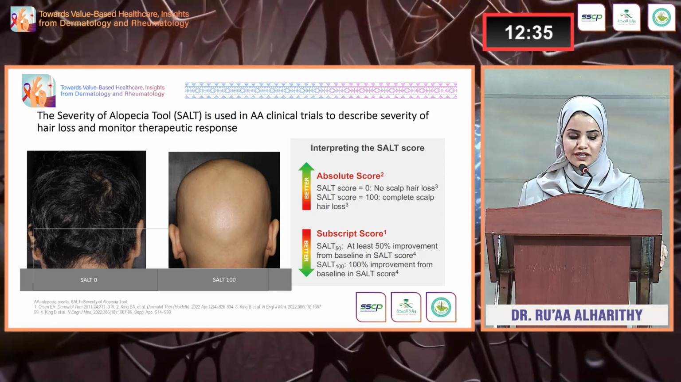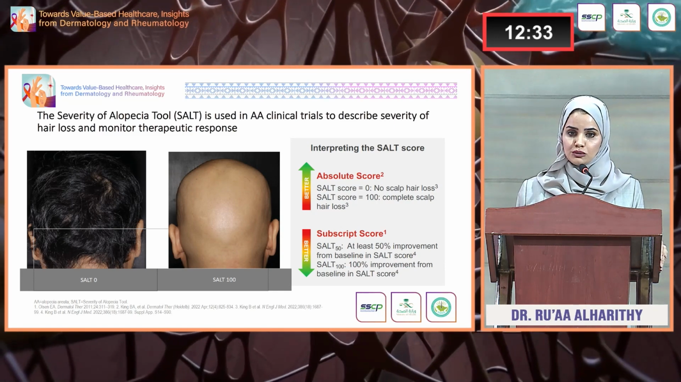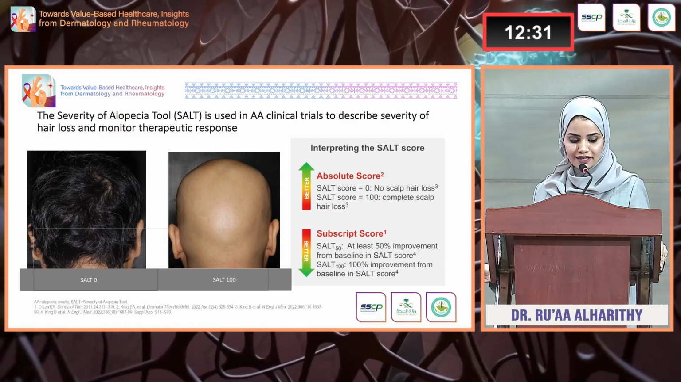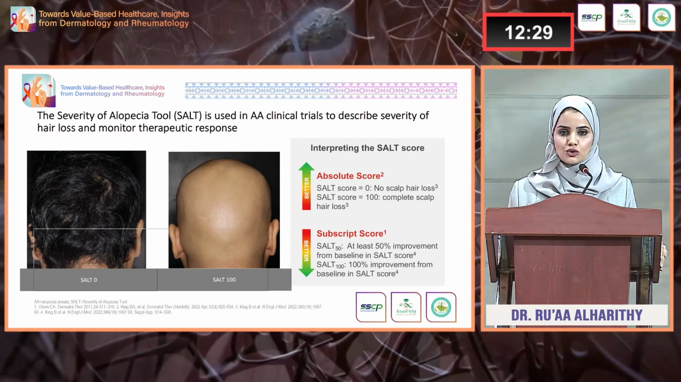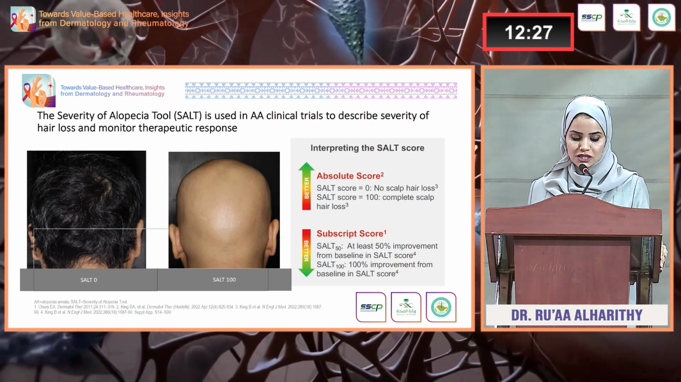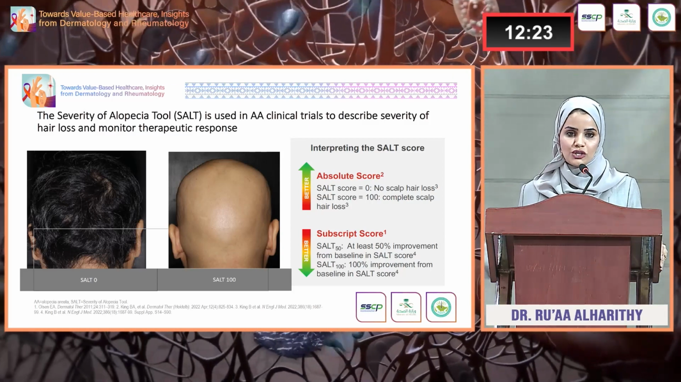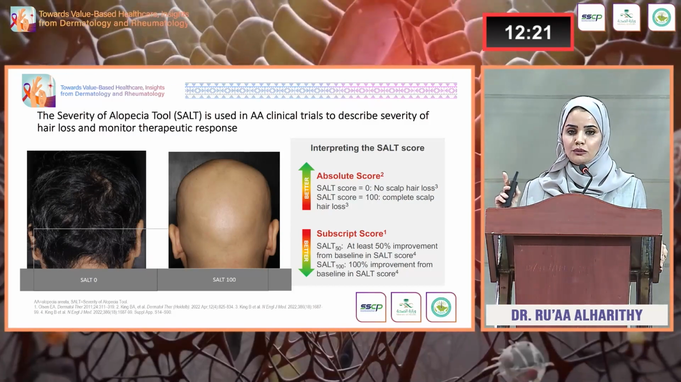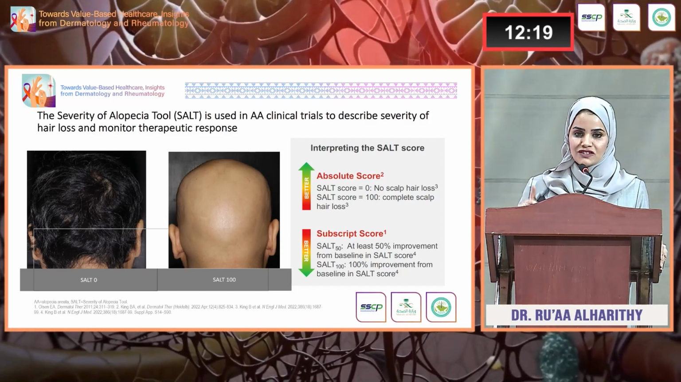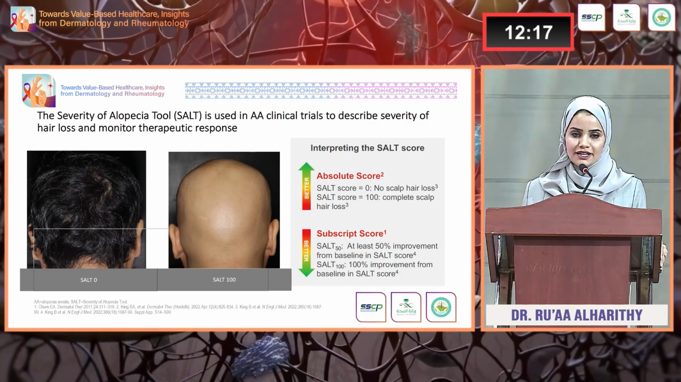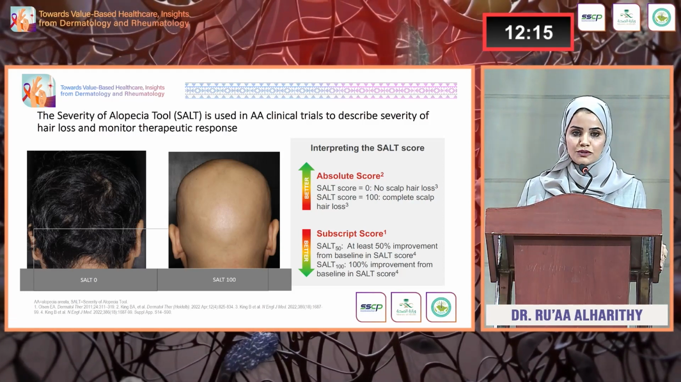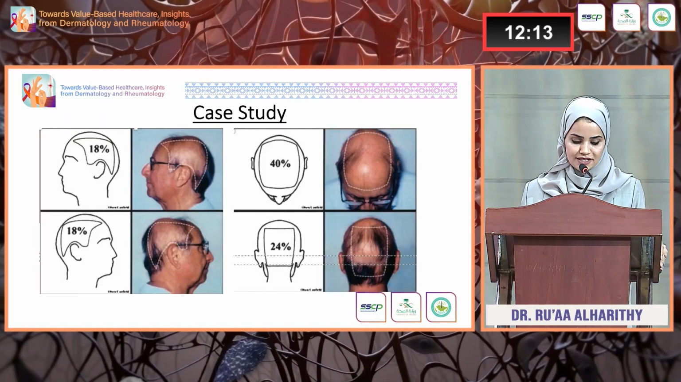However, I want you to be aware of the absolute score, which I just explained, and the subscript score. The subscript score is presented as SALT with a subscript of 50 or 100 or whatever number it goes. And what it means is 50% improvement from baseline. SALT 100 is 100% improvement from baseline.